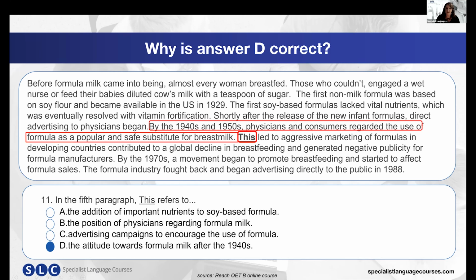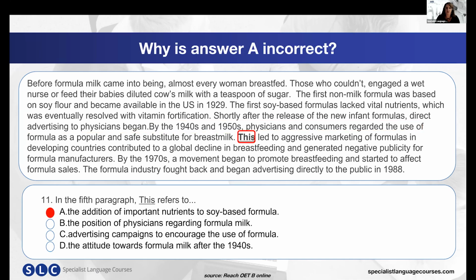So let's look at why the other answers are not correct. So A, we have addition of important nutrients. We do have information about this, but it's not directly linked to this. The addition of nutrients is not what led to the marketing campaign, but it is information for us about the history of formula milk. The position of physicians regarding formula milk, we can see here, and we've already discovered that it's physicians and consumers, not only physicians. So this is not the right answer.